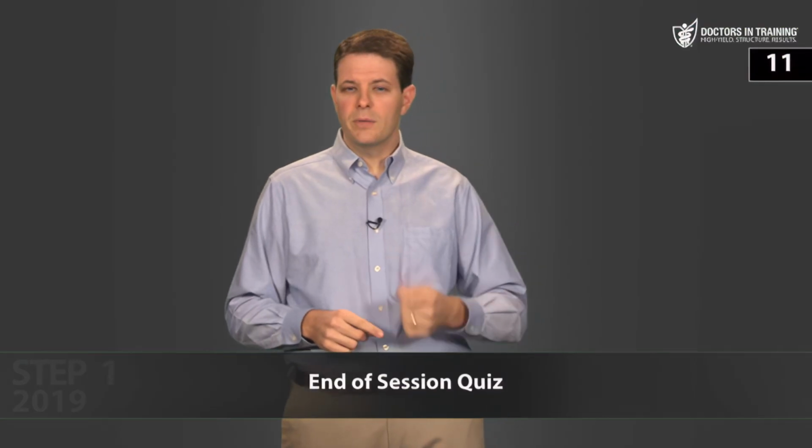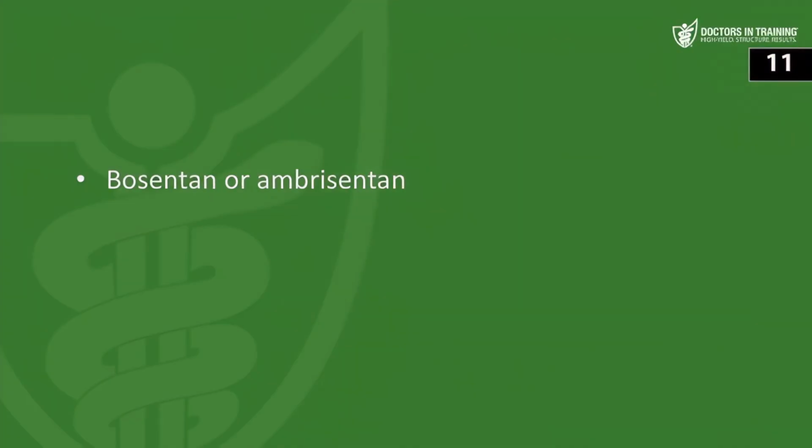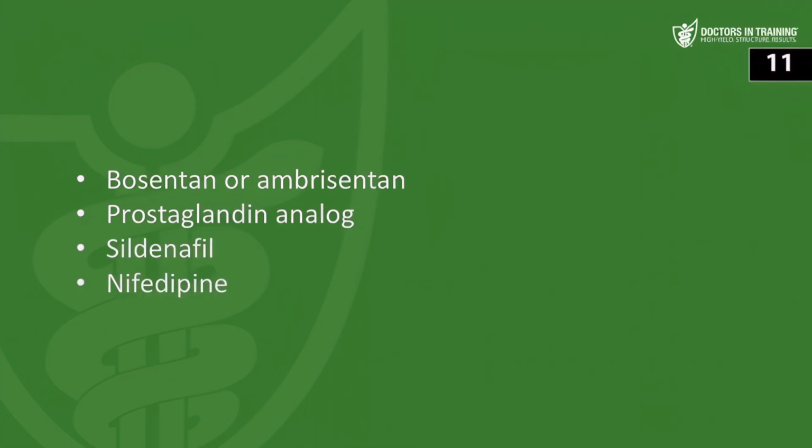Next, what are some of the treatment options available for pulmonary hypertension? Well, there are 4 main treatments: bosentan or ambrisentan, prostaglandin analogs, which have prost in the name, sildenafil, or nifedipine. And then for those patients with severe primary pulmonary hypertension who are hemodynamically unstable, you could consider inhaled nitric oxide.